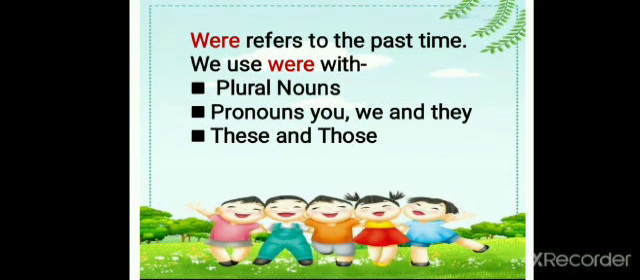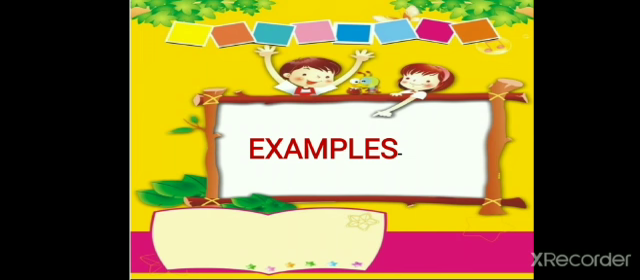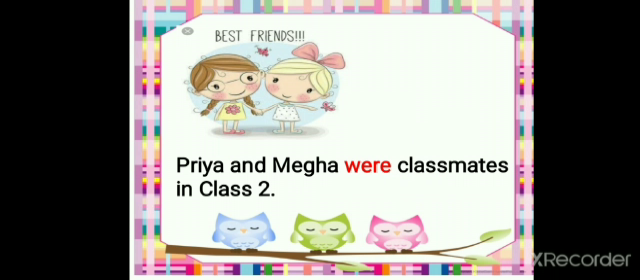Now let's learn where do we use were. Were refers to the past time. We use were with plural nouns, pronouns you, we and they, and with these and those. Let us understand with the help of examples, my dear students. Priya and Megha were classmates in class 2.